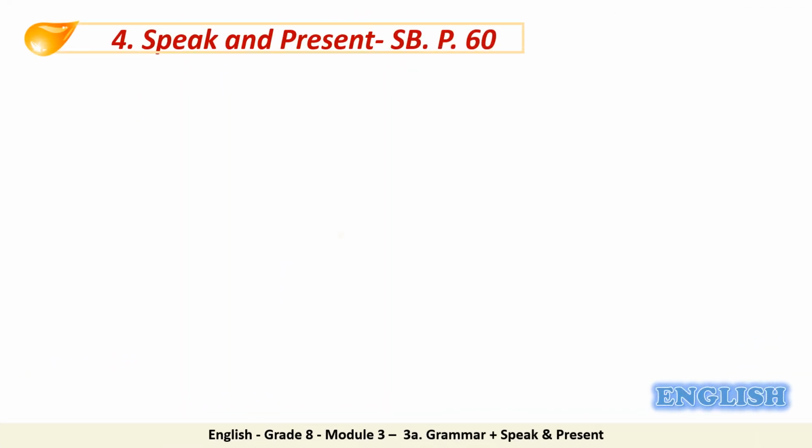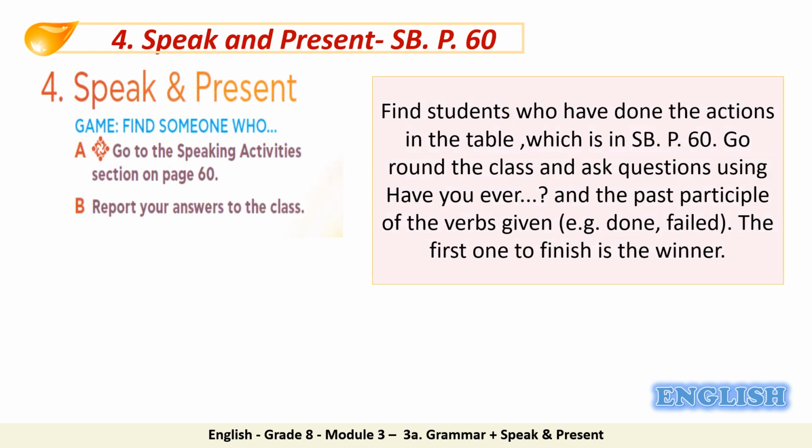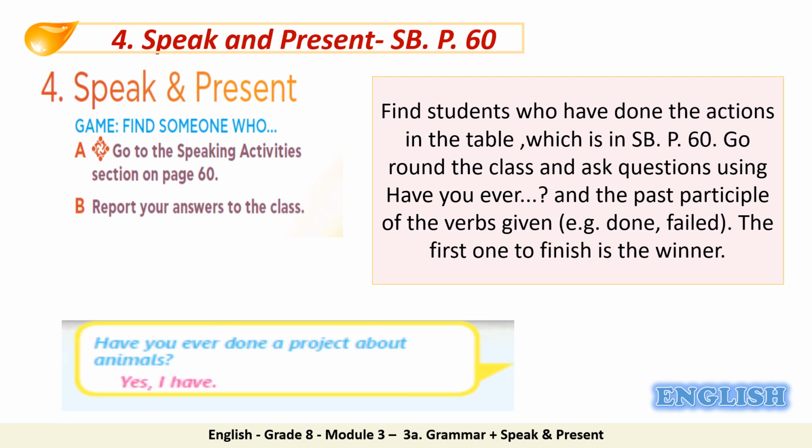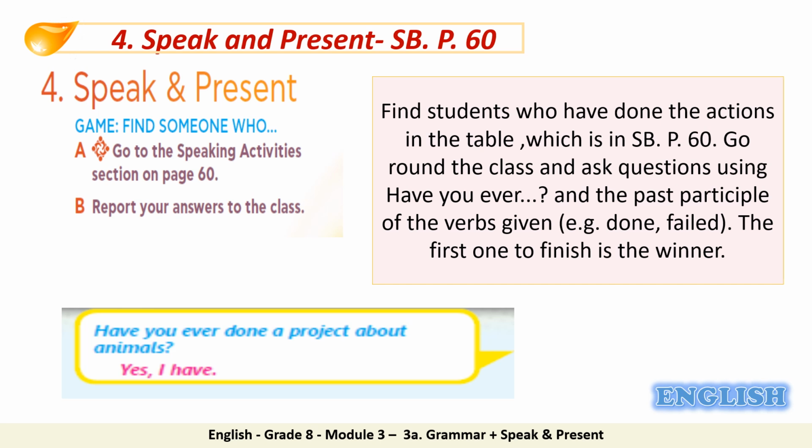It's speaking time, guys. Now open your student book, page 60. Here you should find someone who has done the actions in the table. As I said, page 60. Go around the class and ask questions using have you ever and the past participle of the verbs given. For example, done, failed. The first one to finish is the winner. Please don't forget the social distancing between you and other students in your class.